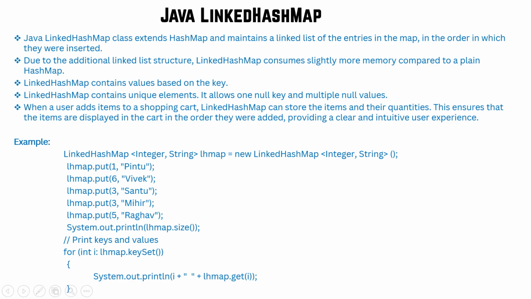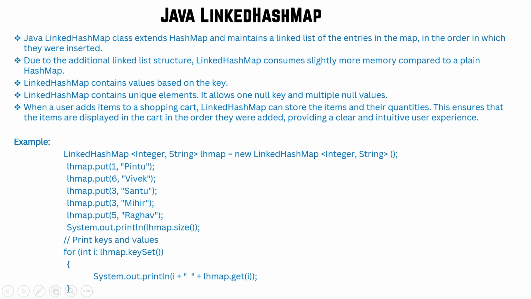LinkedHashMap contains values based on the key. LinkedHashMap contains unique elements. It allows one null key and multiple null values. What is the best example? When a user adds items to a shopping cart, LinkedHashMap can store items and their quantities. This ensures that the items are displayed in the cart in the order they were added, providing a clear and intuitive user experience. So that is the difference.